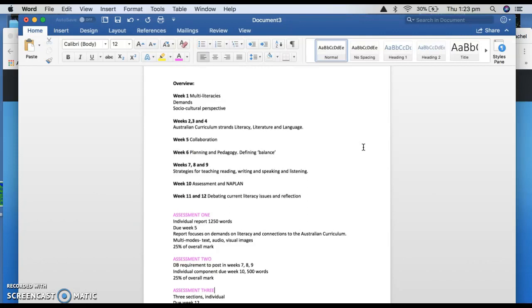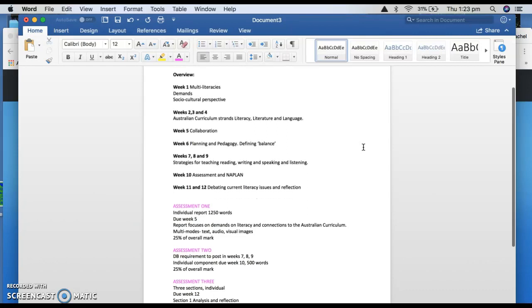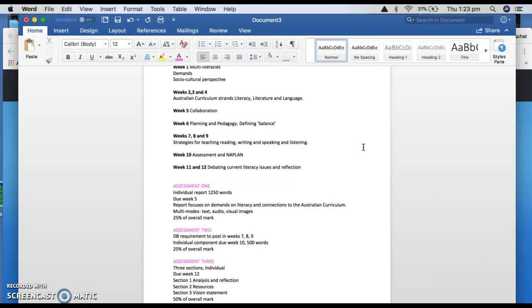What are the approaches you're going to use? What are the programs? What are the tools? We need tools to be able to teach these different things. So that's what each of those weeks is focusing on. In week 10 we have a look at assessment, and it's also primarily having a look at NAPLAN, I suppose, the pros and cons and what can be gained from using some of the data.